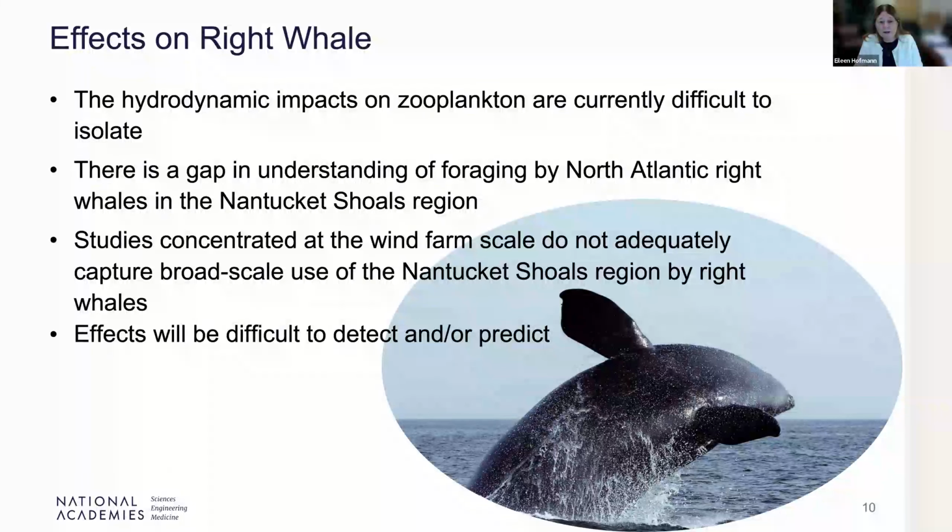The studies that are concentrated at a wind farm scale do not adequately capture the broad-scale use of the Nantucket Shoals region by the right whales. And that's important because the right whale foraging decisions depend on the availability of prey at sources and resources in distant habitats. As a result, the effects on the right whale will be difficult to detect or predict.